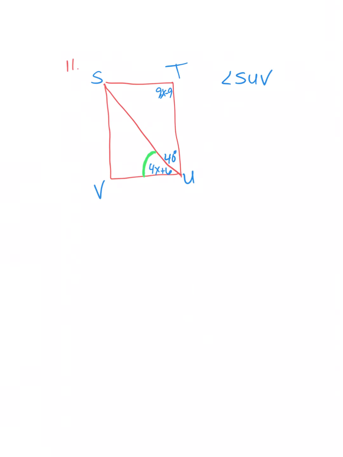If they want you to find SUV, you just go from S to U to V. So it's this green angle right in here. Okay? So what do I know about the consecutive angles of a parallelogram? They're what? In the parallelogram, if I were to draw it without the diagonal, this angle here and this angle here add up to 180, right?